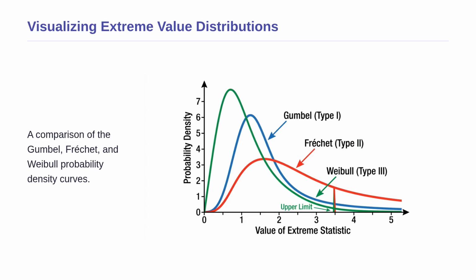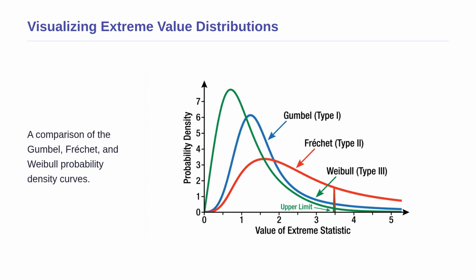To truly grasp how these 3 distributions differ, let us look at them visually. On this graph, the horizontal axis represents the value of the extreme statistic, and the vertical axis is the probability density. Notice the blue Gumbel curve. It looks somewhat like a skewed bell curve. Now look at the red Fréchet curve. Its right side extends much further out, showing that heavy tail where extreme outliers live. Finally, the green Weibull curve drops sharply to 0 on the right, perfectly illustrating a hard upper limit that the data simply cannot pass.